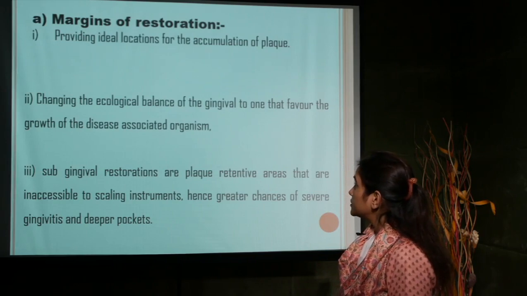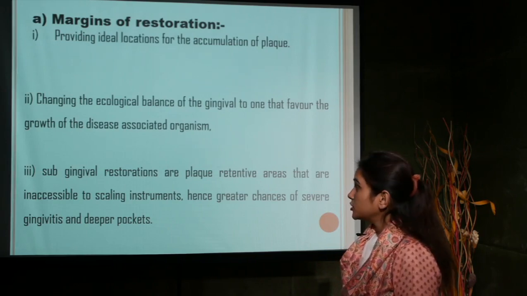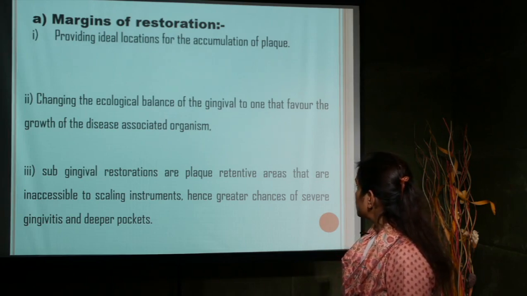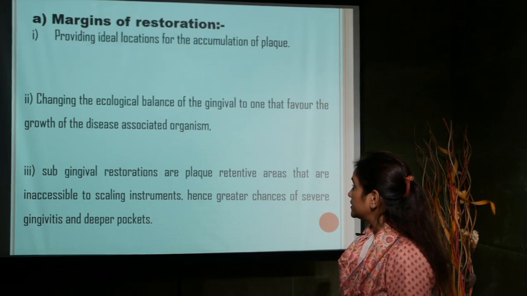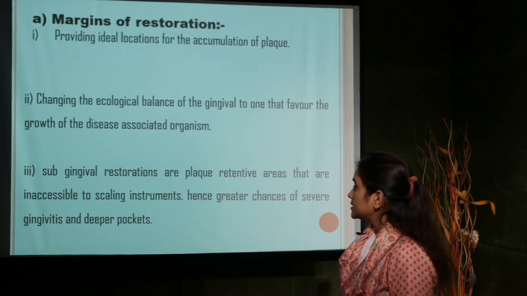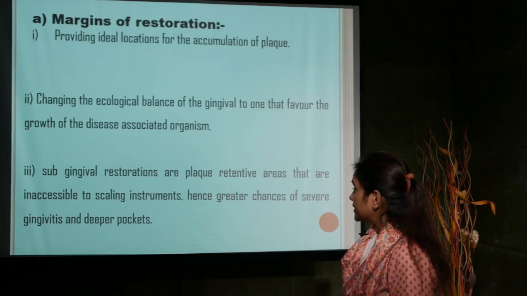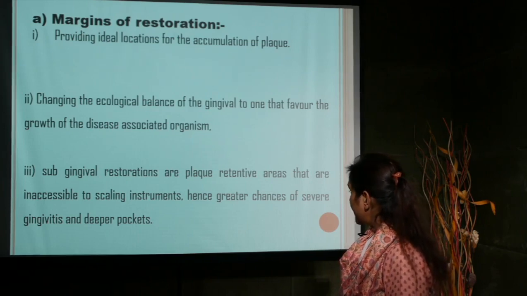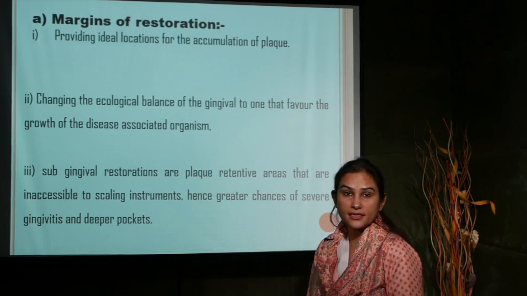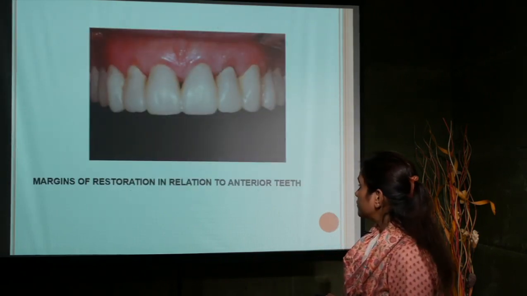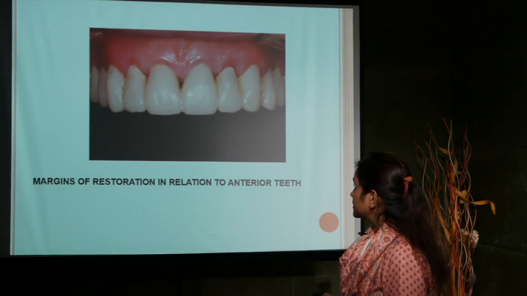Now, coming to the margins of restoration, these provide an ideal location for accumulation of plaque, changing the ecological balance of the gingiva to one that favors the growth of disease-associated organisms. Subgingival restorations are plaque-retentive areas that are inaccessible to scaling instruments, hence there are greater chances of severe gingivitis and deeper pockets. So, these are the margins of restoration in relation to anterior teeth.